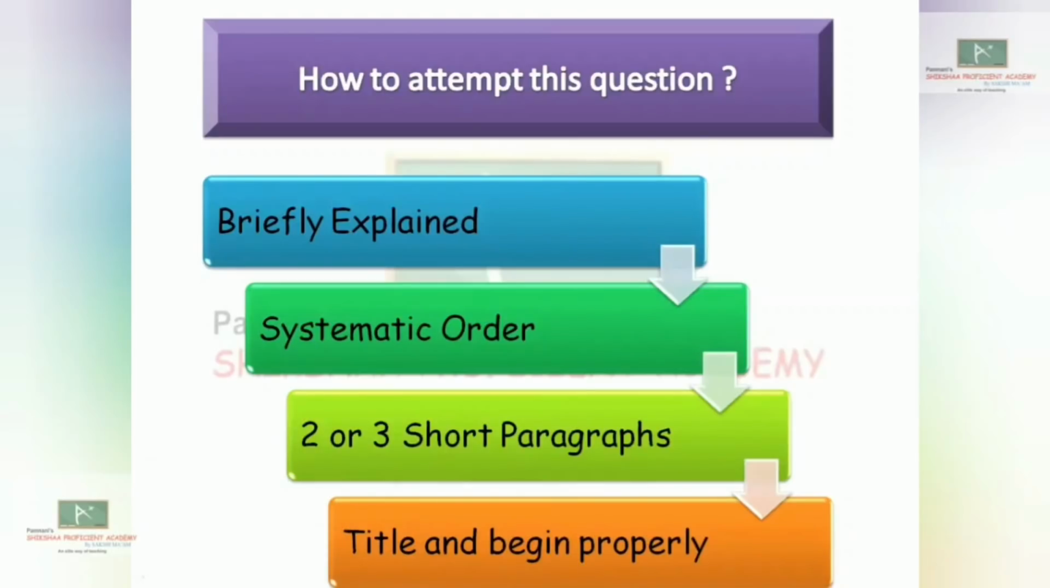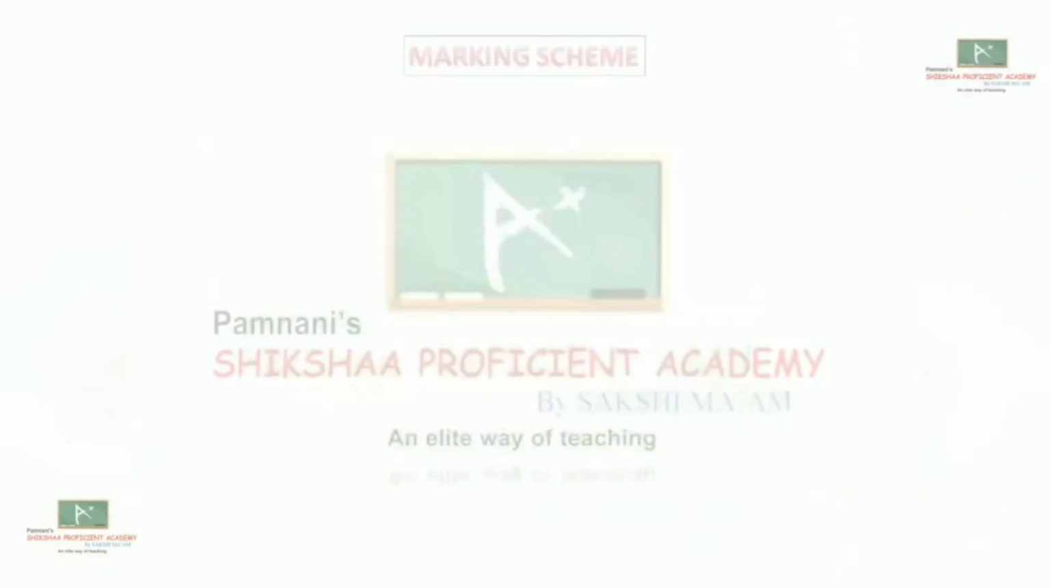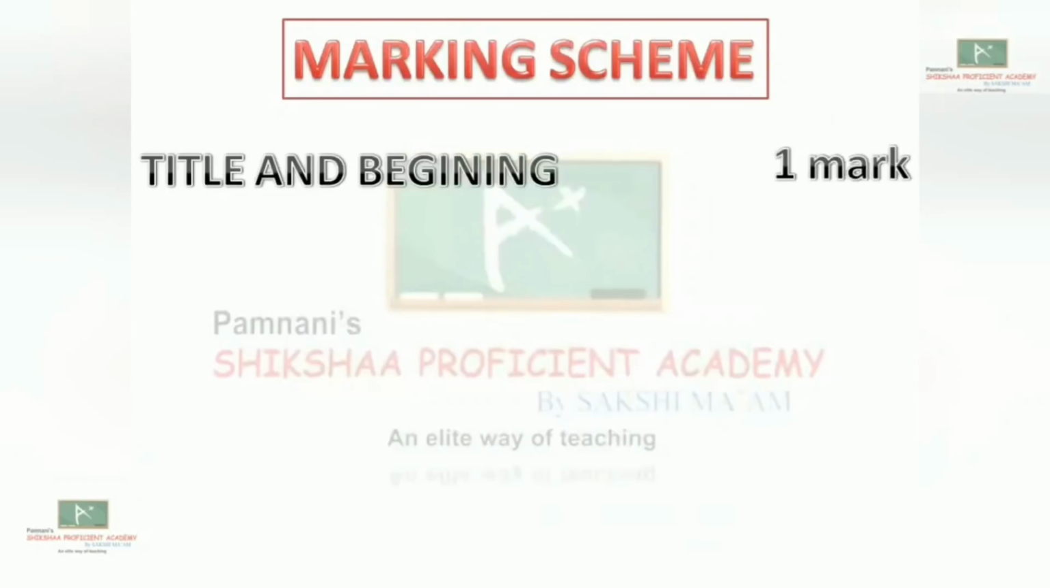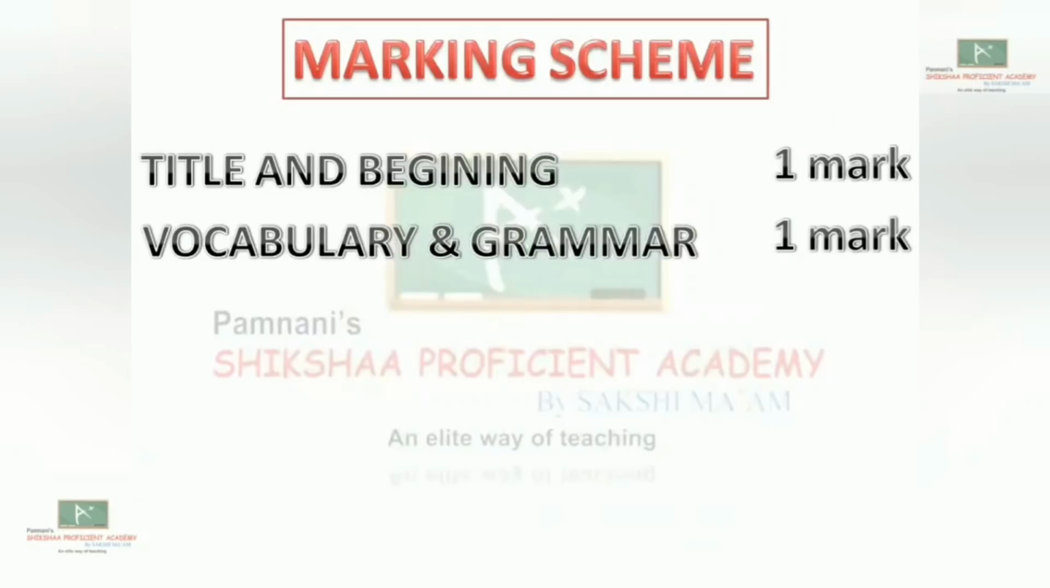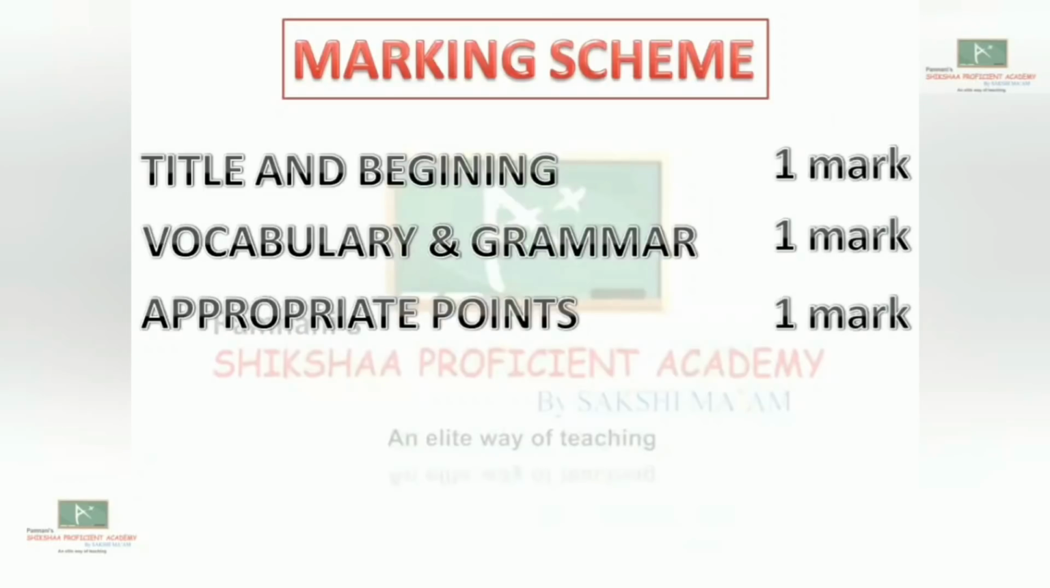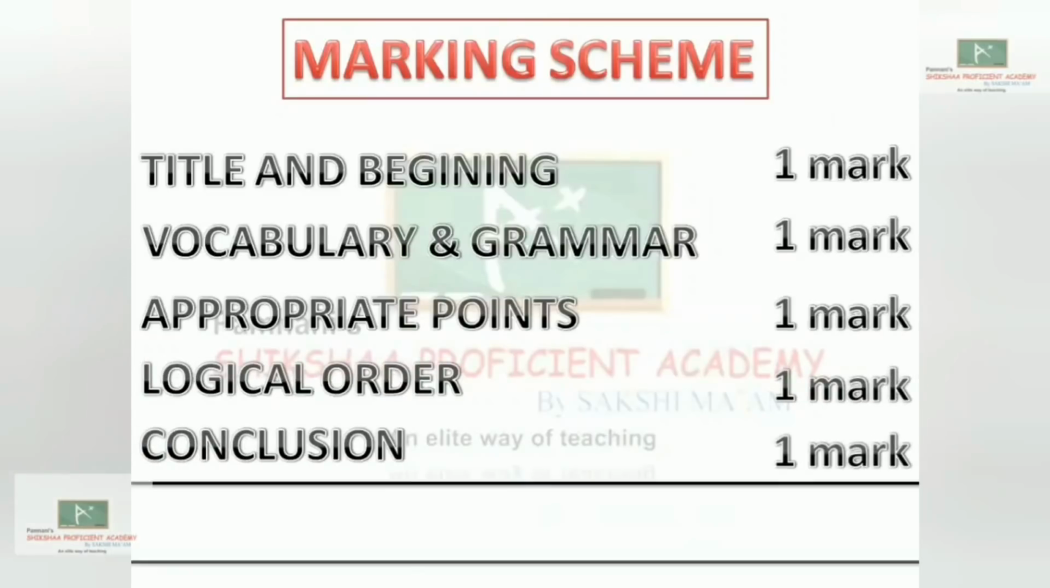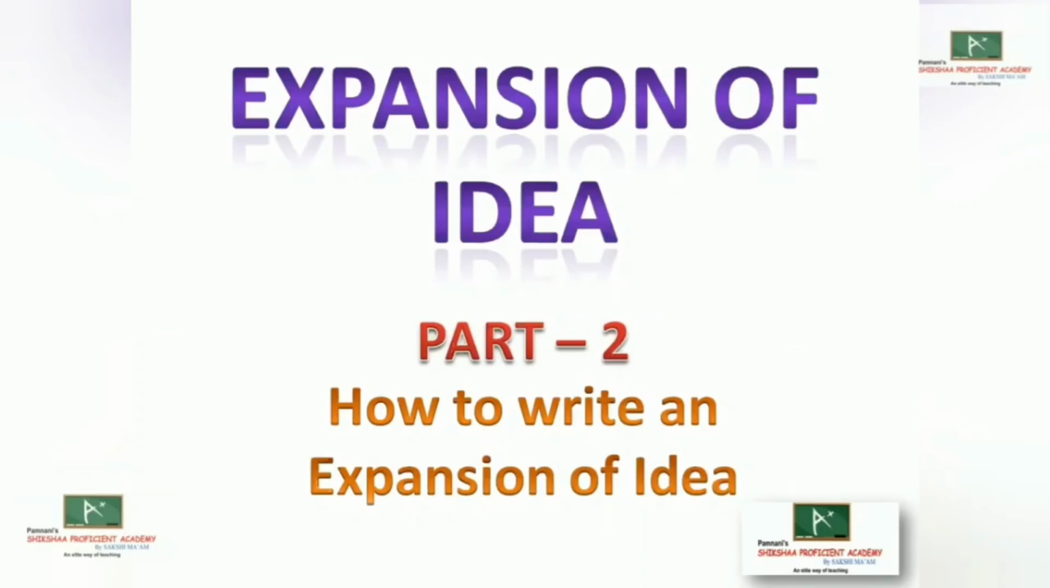Let's look at the marking scheme of expansion of idea. Title and beginning carries 1 mark. Vocabulary and grammar, 1 mark. Appropriate points, 1 mark. Logical order, 1 mark. Conclusion, 1 mark. Total 5 marks. So let's begin with a few examples.